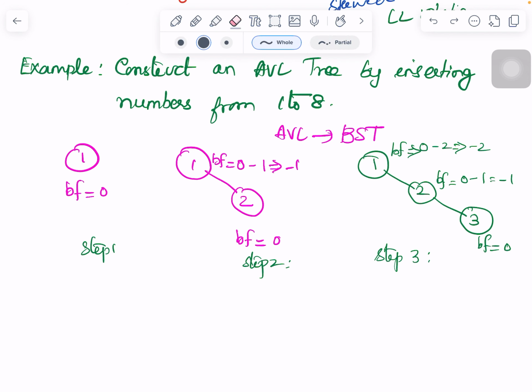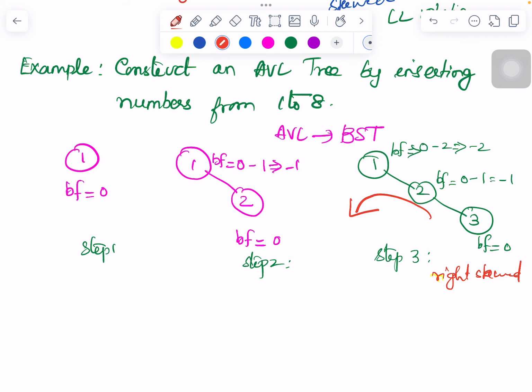So what are we supposed to do now? We have to check what rotation is possible to make the tree balanced. As the tree is right skewed, we are supposed to perform what rotation? We have to rotate it towards which part? Left part. So it is LL rotation.